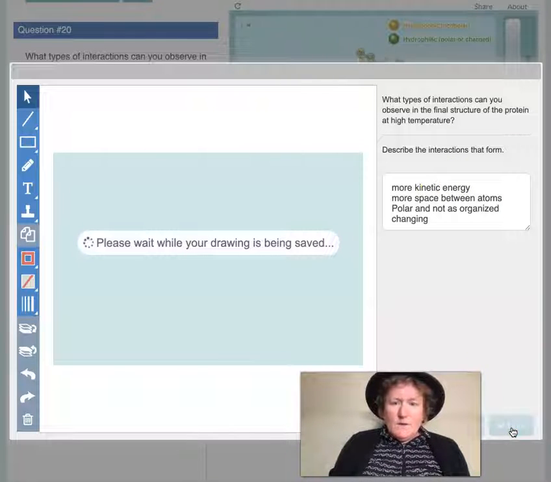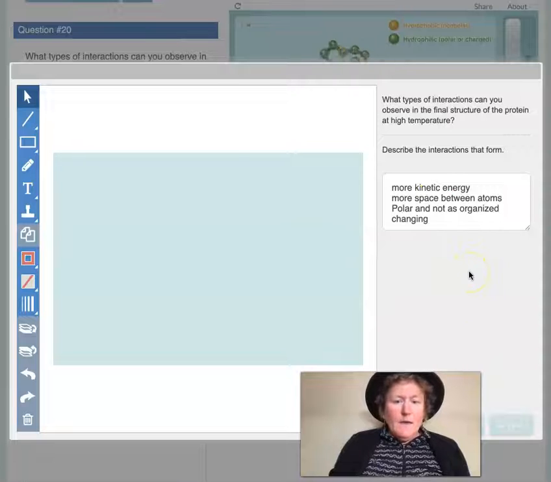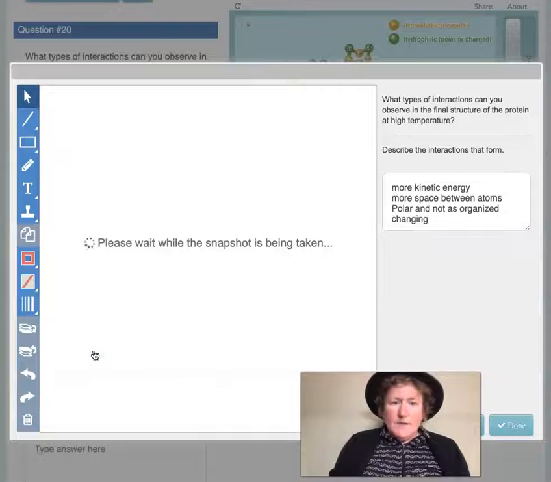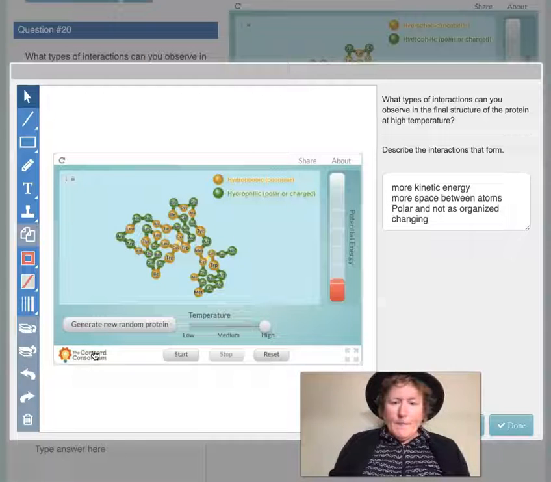Let's do that over again so I can actually get a snapshot. If you want to get a snapshot, you need to stop it and then take a snapshot there. And there's your word bank.